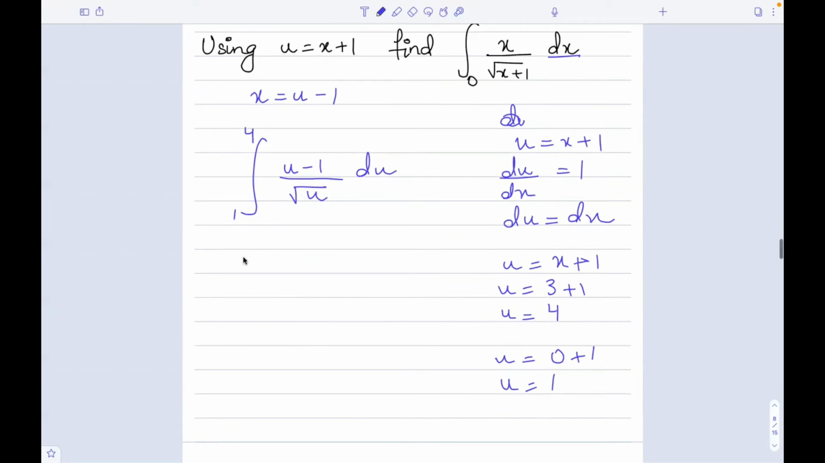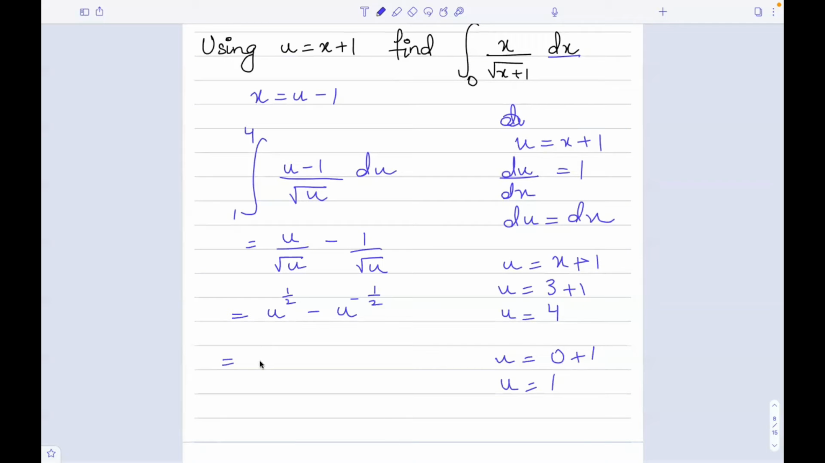Now for integration, we'll write the denominator separately with each of the numerator. So we get u divided by square root of u minus 1 divided by square root of u. So this becomes u to the power 1 upon 2 minus, so we bring this in the numerator, we get u to the power minus 1 upon 2.